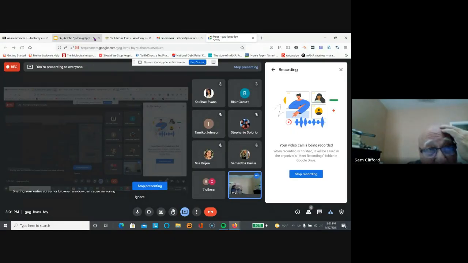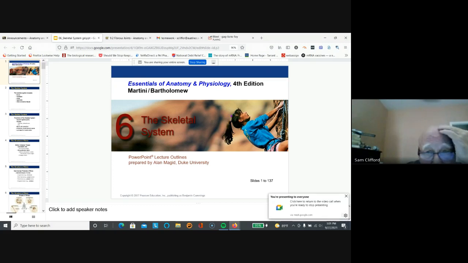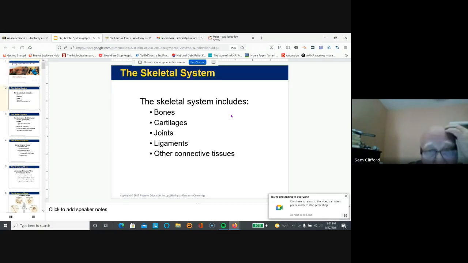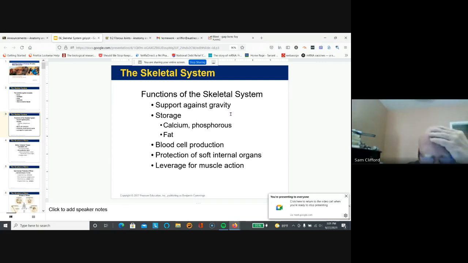Hopefully that'll help. So the skeletal system: bones, cartilage, joints, ligaments, other connective tissue. What's the function of the skeletal system? Support against gravity. Store calcium and fat, make blood cells, protect soft internal organs, leverage for muscle action.